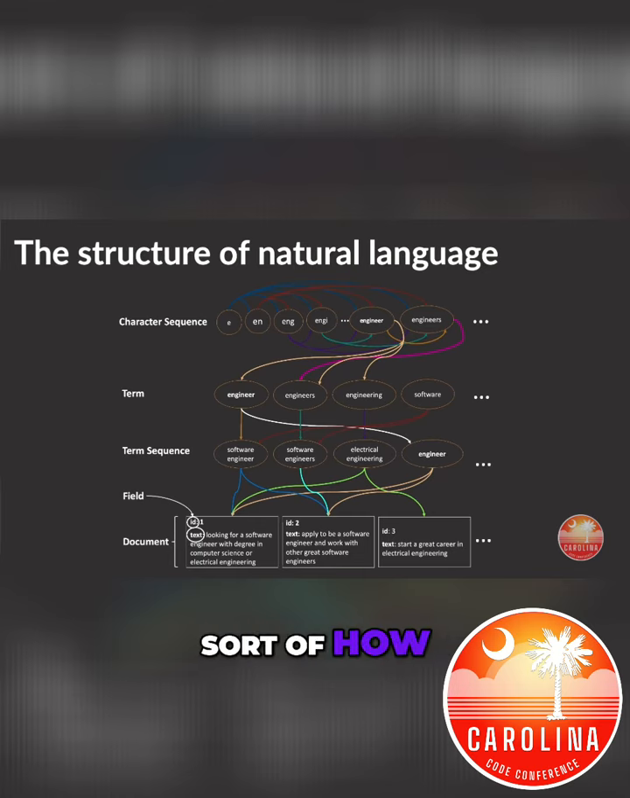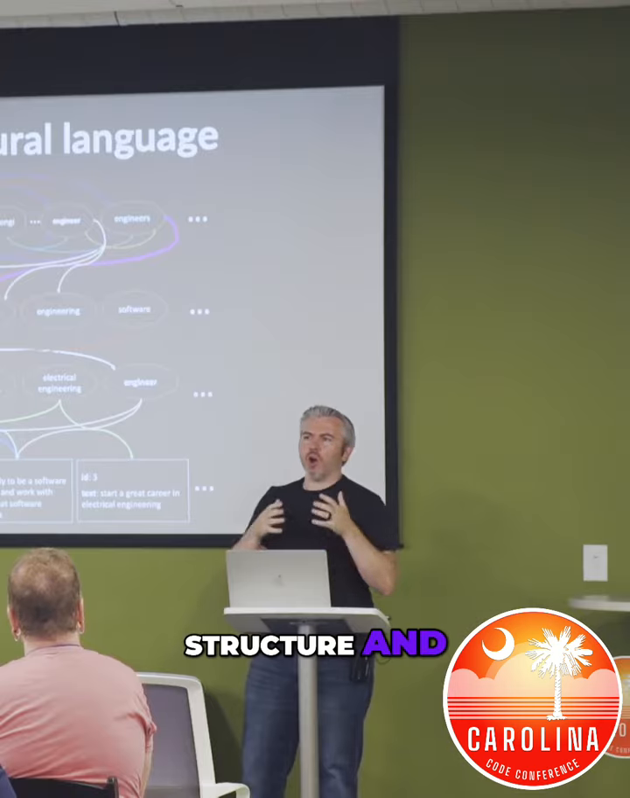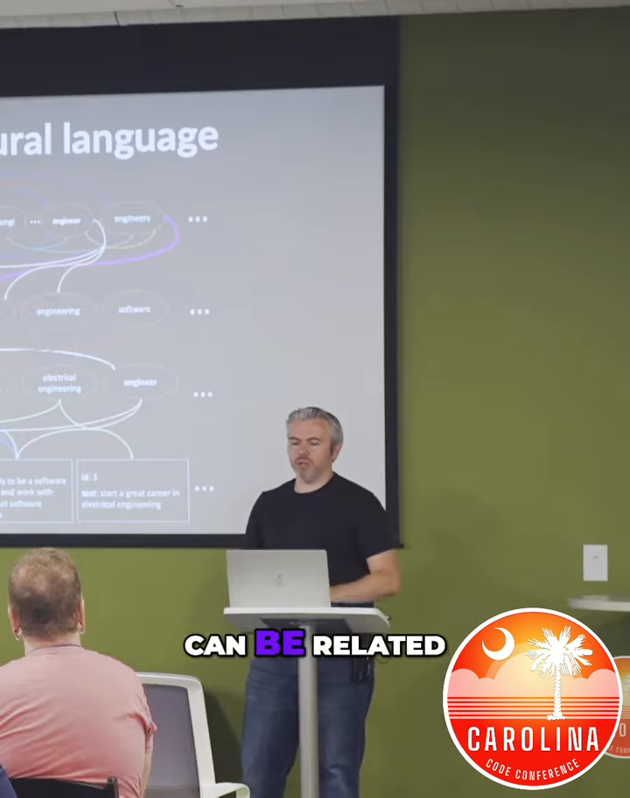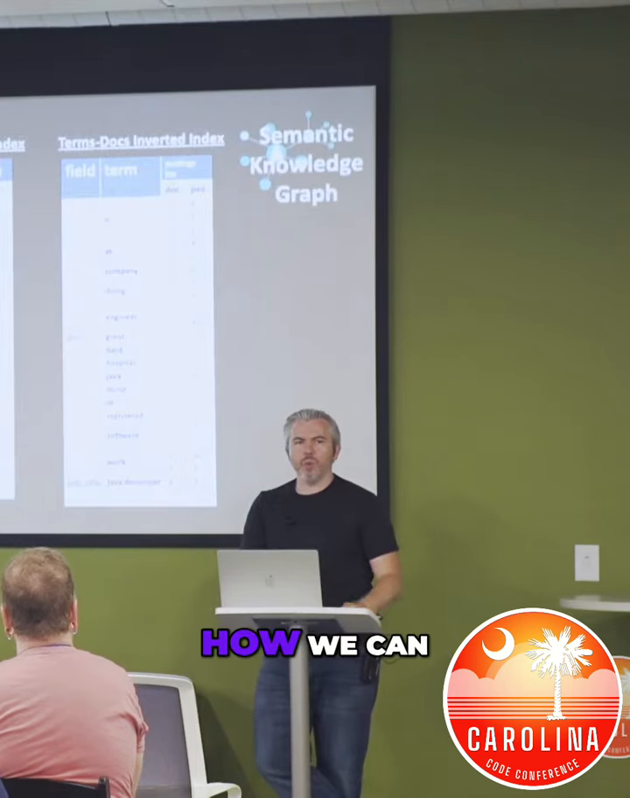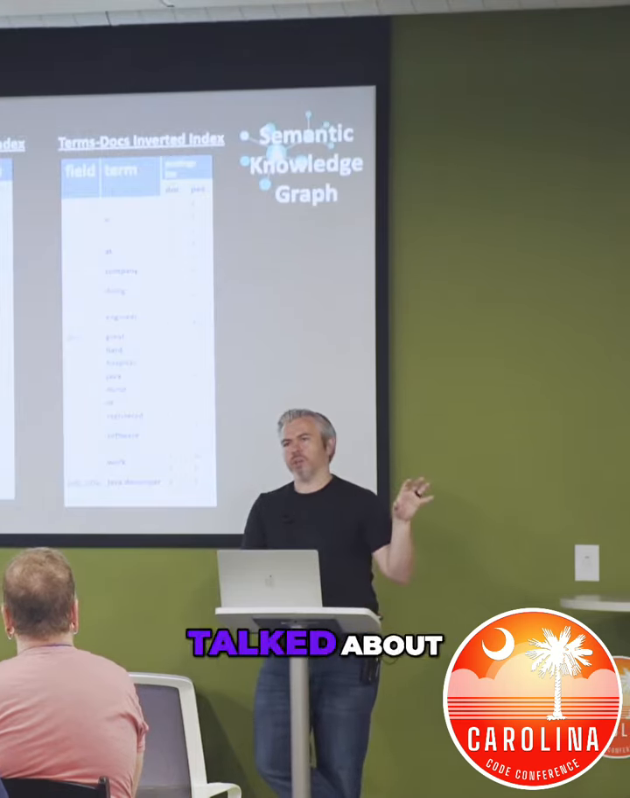This is just how we build up. If you've got a book, it's composed of many chapters, composed of many paragraphs and sentences and words and prefixes, but there's this rich structure, and all of that communicates meaning that can be related together. And so I'm gonna show you really quickly how we can leverage that inverted index we talked about earlier.